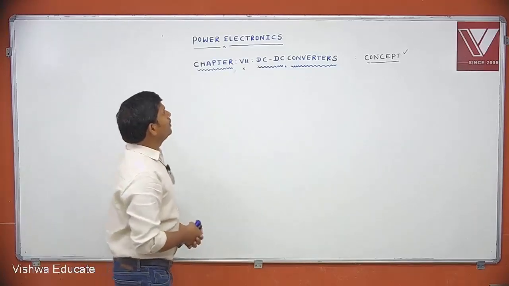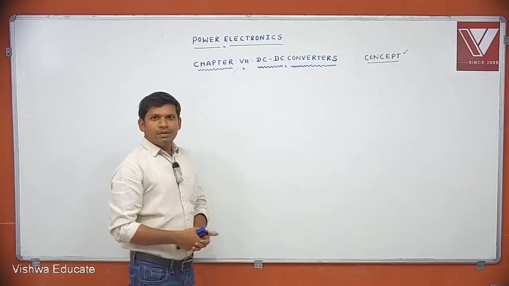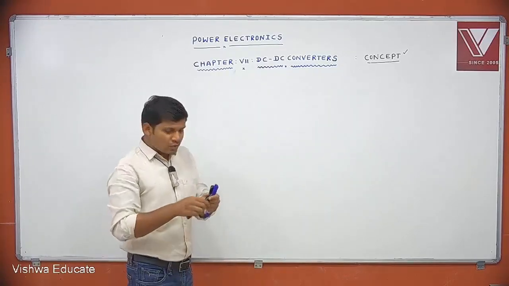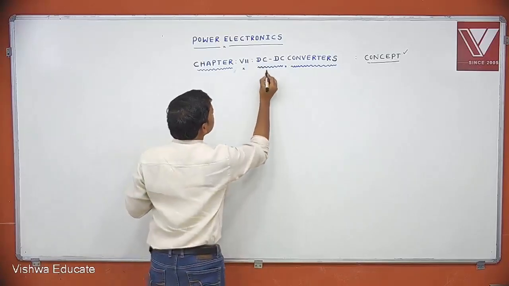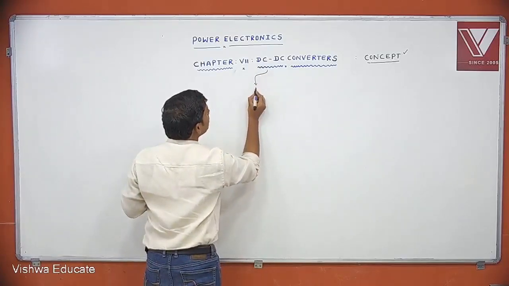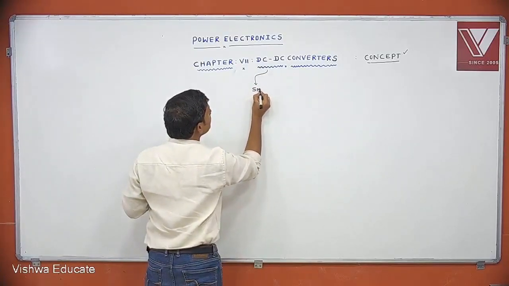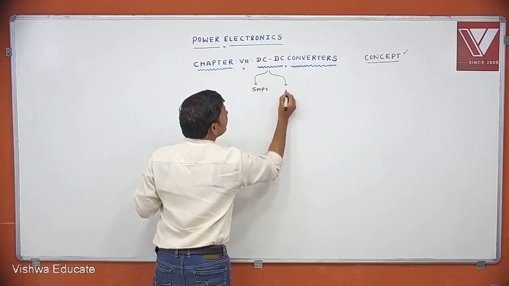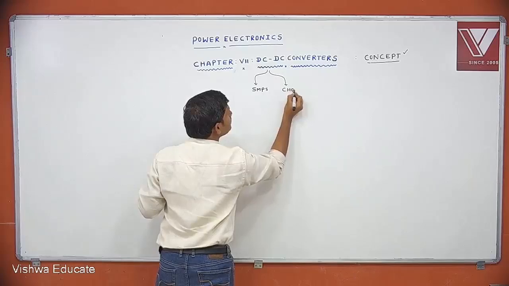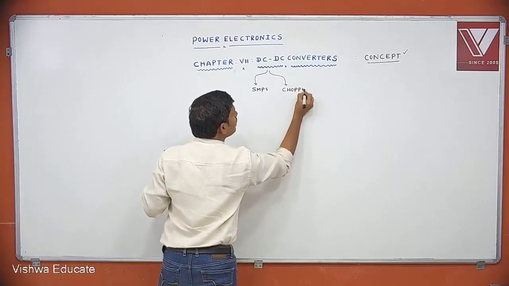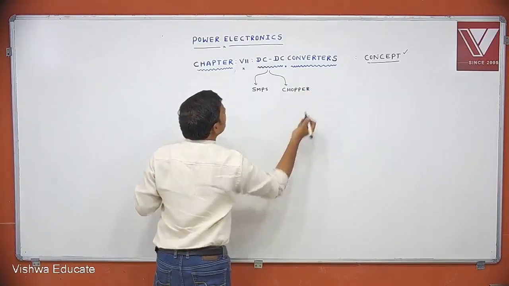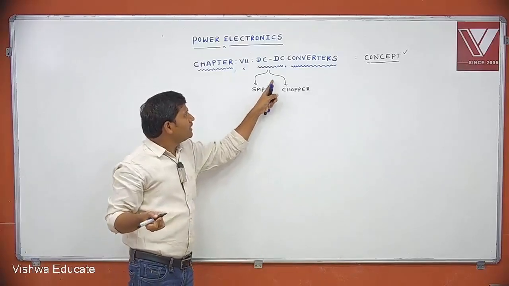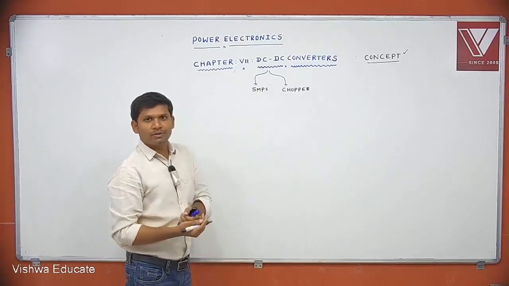Generally, DC to DC converters are called SMPS, or DC to DC converters are also called choppers. When are the DC to DC converters called SMPS, and when are they called choppers?